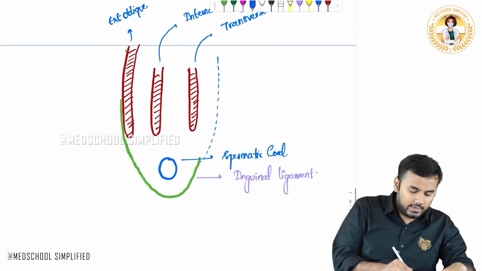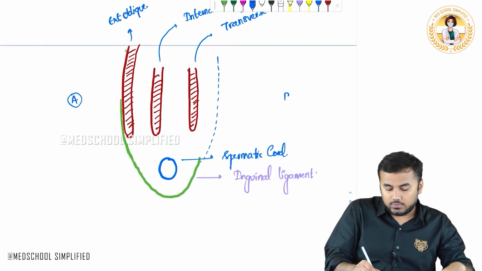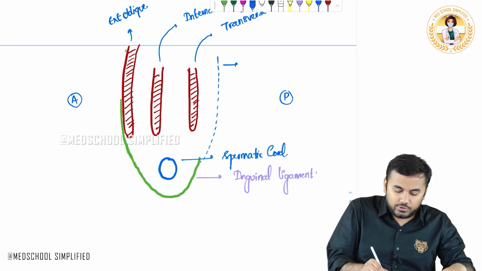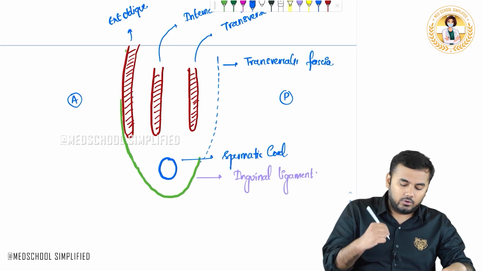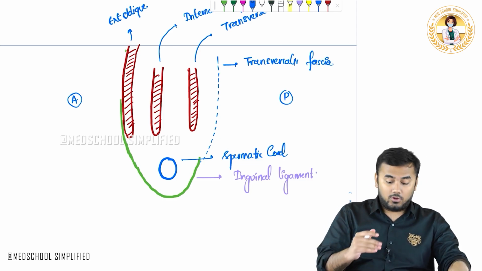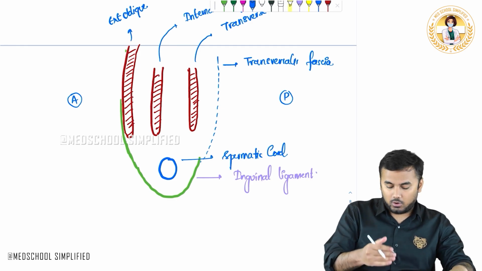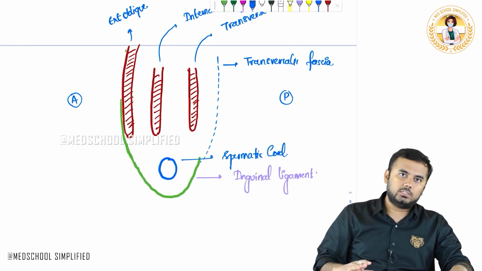So, which is the anterior end? This is your anterior end, and this one is your posterior end. And what is this fascia? Transversalis fascia. Now, let us look at what are the structures that are forming the roof of the spermatic cord, the floor, anterior as well as the posterior.